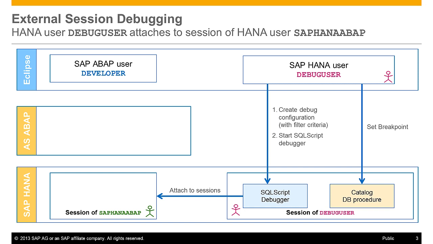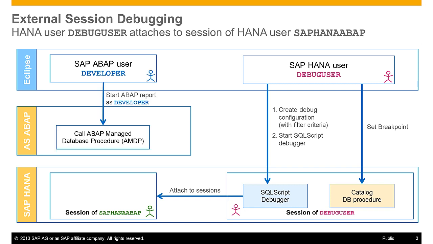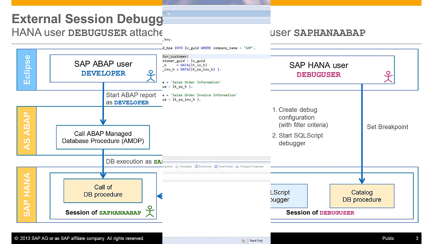Until now, we have an active breakpoint and we have a ready to debug debugger, but there is nothing to debug yet because nobody has executed anything so far. That happens in the next step. Developer will start an ABAP report. In that report, an ABAP Managed Database Procedure is called. Technically, the SAP HANA ABAP then calls the corresponding database procedure on the database, and that's when the debugger kicks in because we have an active breakpoint there. How that looks in a system, I will show you now.